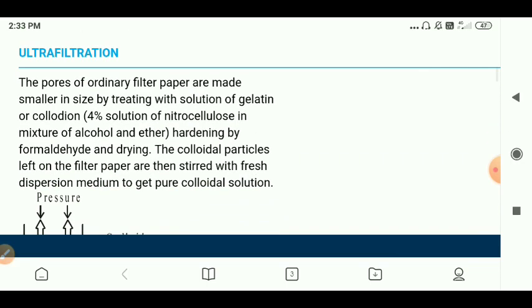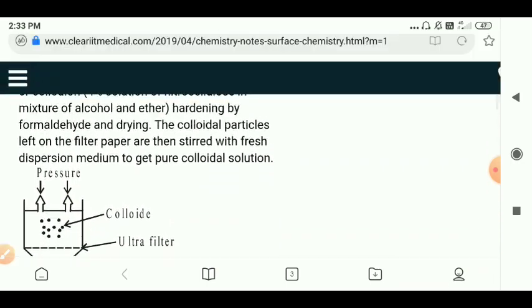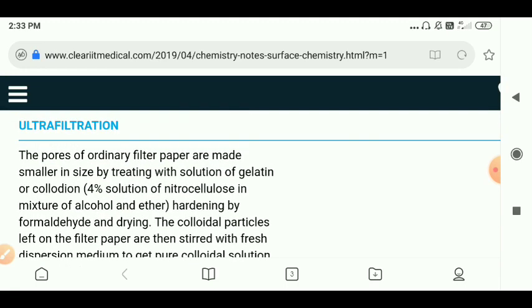Next, what about ultrafiltration? Ultrafiltration is nothing but the normal filter method. Here you are using a special type of filter paper. That filter is called an ultrafilter. Now we'll see ultrafiltration. The pores of ordinary filter paper are made smaller in size by treating with a solution of gelatin or collodion. The collodion is nothing but 4% nitrocellulose in a mixture of alcohol and ether. Hardening by formaldehyde and drying.